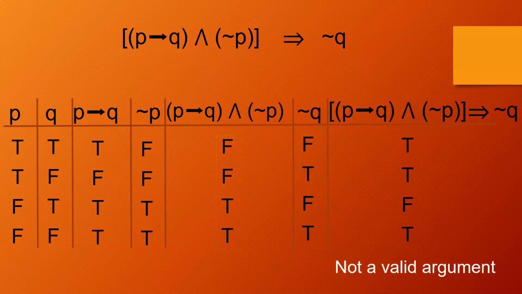And what we notice is that last column does not contain all truths. So this is not a valid argument. And it's not a valid argument because for this condition, when P is false and Q is true, then the statements that we made to support our conclusion are not supporting the conclusion. We are basically saying a lie.